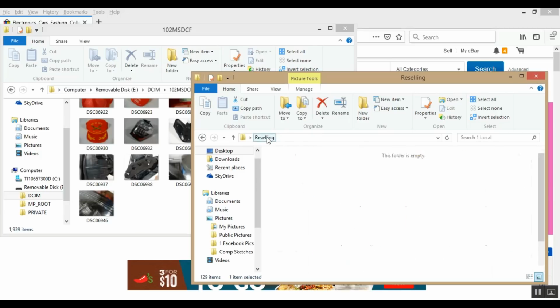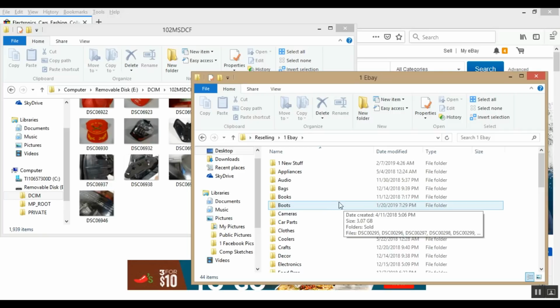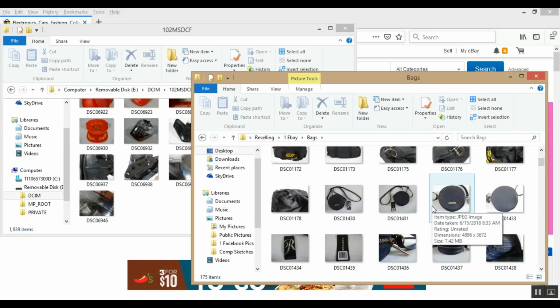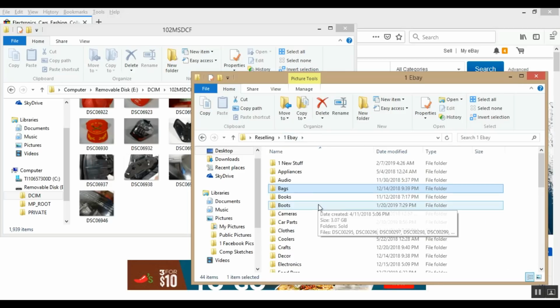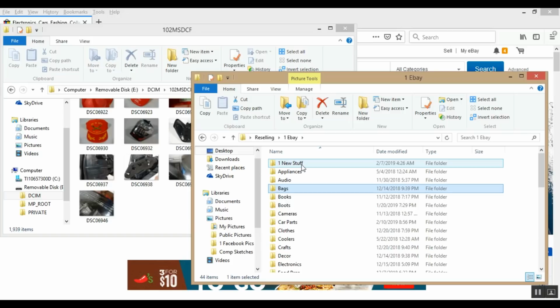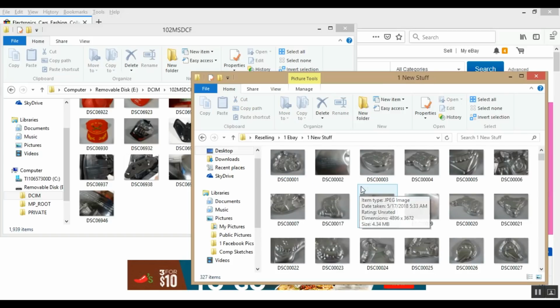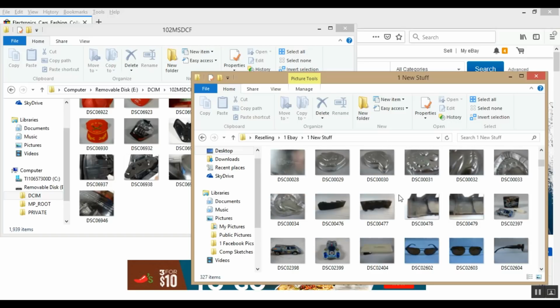All right, but we are going to mess with eBay here. So you notice I have one called new stuff, and then I have a bunch of different categories. If you look at bags, what I do is after I list an item, I drop it in here. But first, I drop new items into new stuff. So these are items that I need to list, kind of my death pile on the computer, I guess you could say.